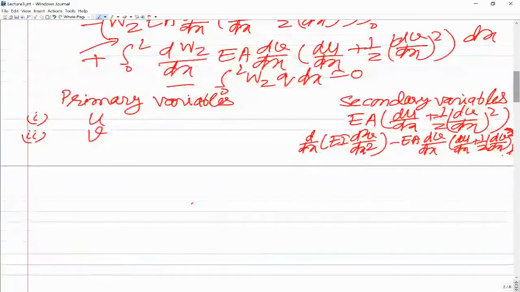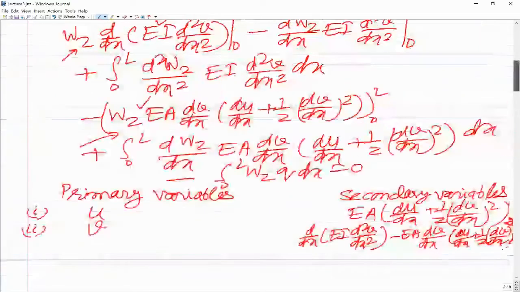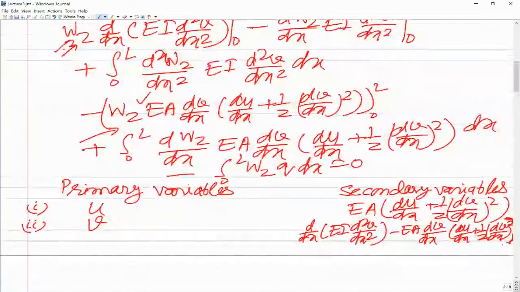Whenever you have a situation where there is more than one boundary term involving the same form of the weight function, you need to combine them. Like in this case we have combined these two boundary terms. So the primary variable v and the corresponding secondary variable is this, which is the combination of these two terms.